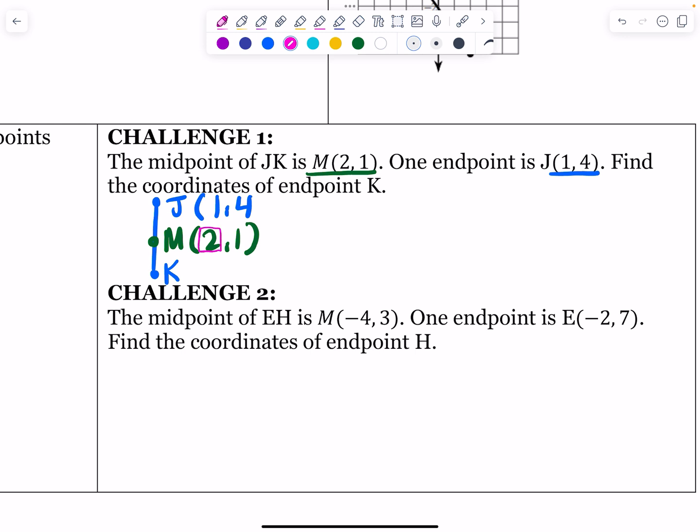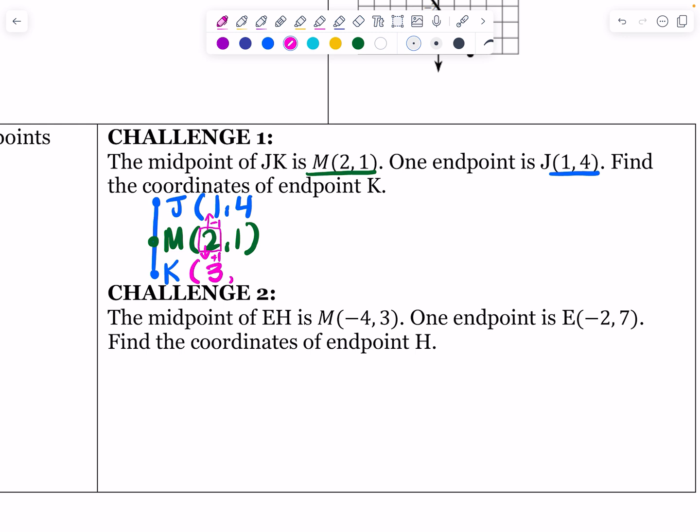Well, how did I go from 2 to 1? You subtract 1. So if 2 is truly in the middle, I need to do the same thing, but the reverse on the other side. So what's the opposite of minus 1? We'd go plus 1. So what is 2 plus 1? 2 plus 1 gives me 3.